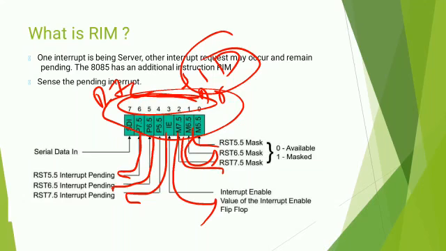First, D0 to D2 indicate interrupt masked or available. Bit D3 indicates interrupt enable or disable. Similarly, bits D4 to D6 indicate the status of pending interrupts. Now bit D7 is the serial data received through the SID pin.